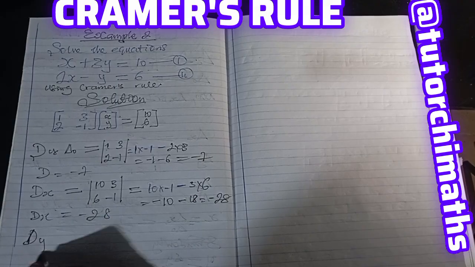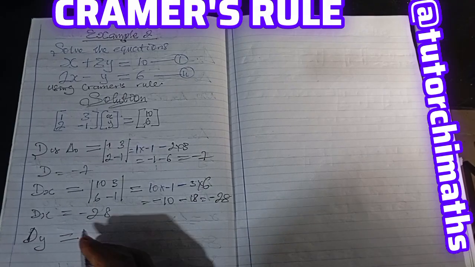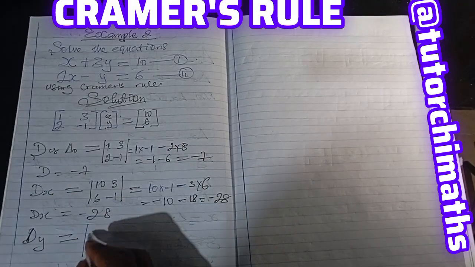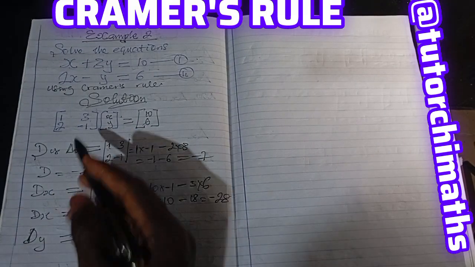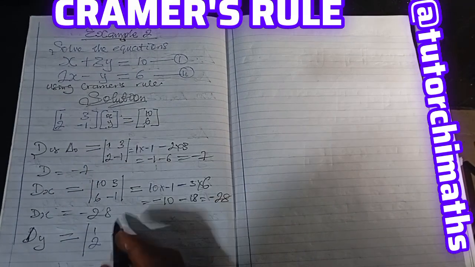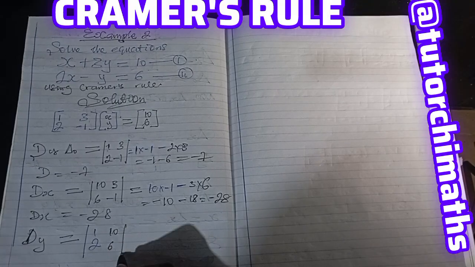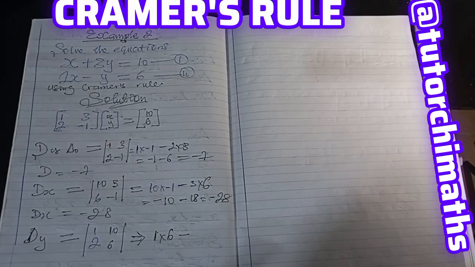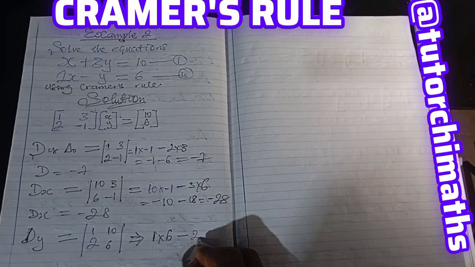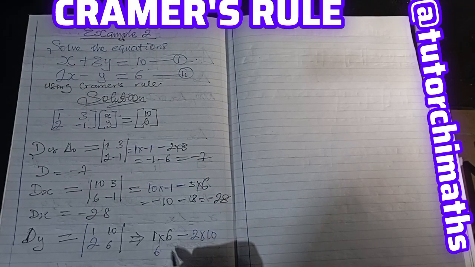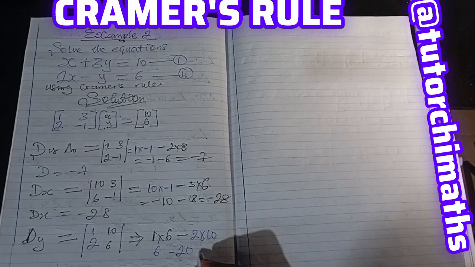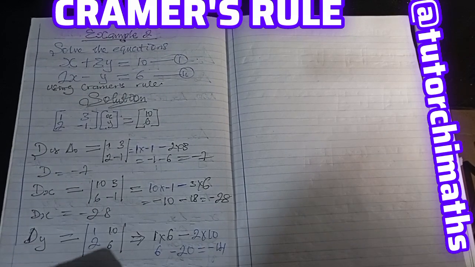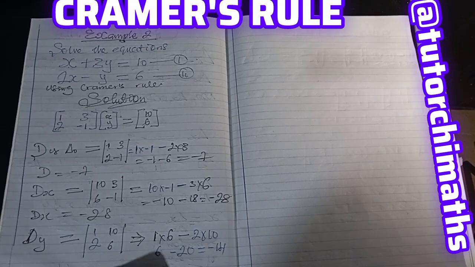Similarly, dy is equal to, now we have 1 and 2 here as original expression. So this 3 and minus 1, let's replace it with 10 and 6. So that we have 1 times 6 minus 2 times 10. So you have 6 minus 20, to give us minus 14. So dy is equals to minus 14.